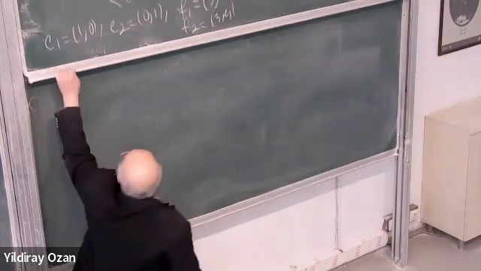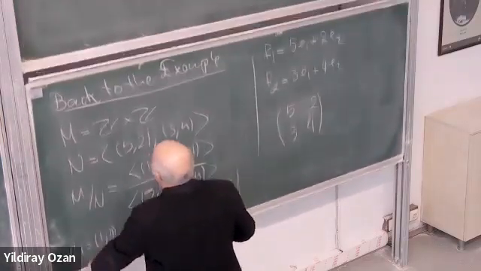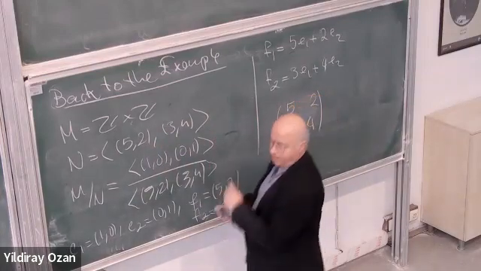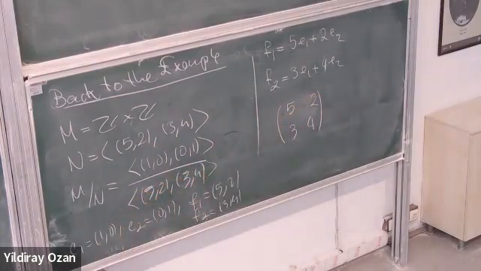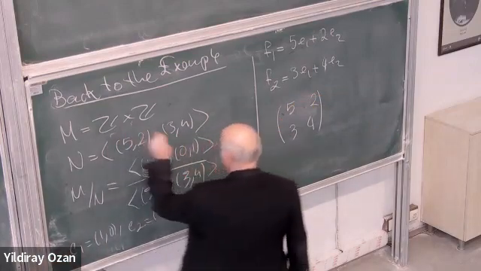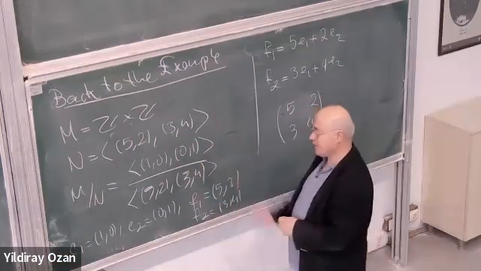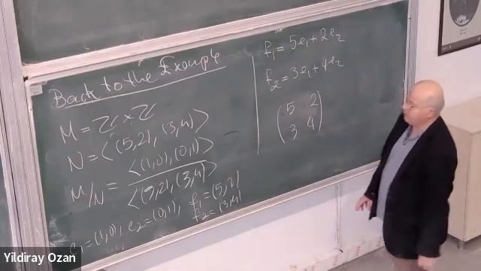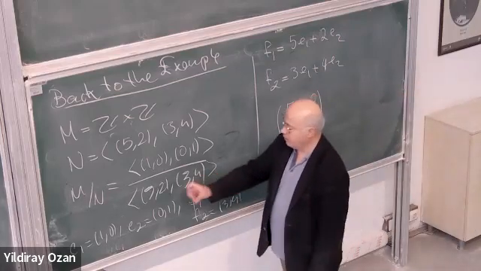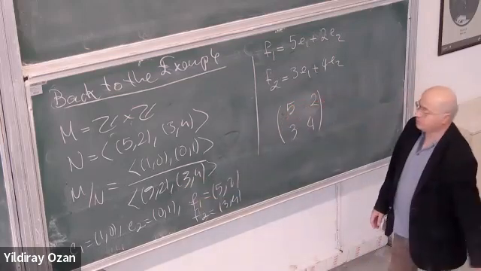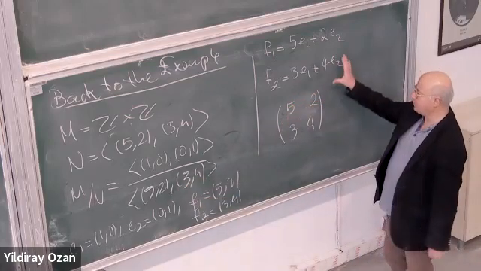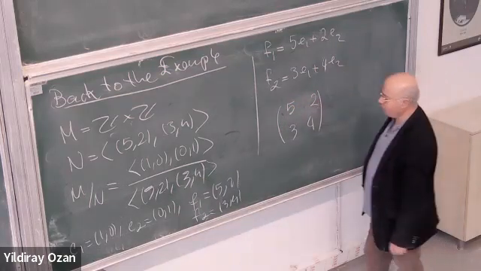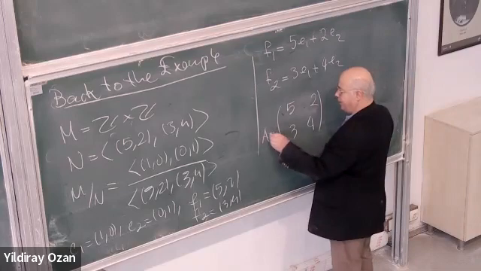So we are back to this example. M is the free Z module, Z plus Z or Z times Z, and we have the submodule. And we would like to understand the quotient. We wrote the generators of the submodule in terms of the base elements, and we get this coefficient matrix, let's say A.